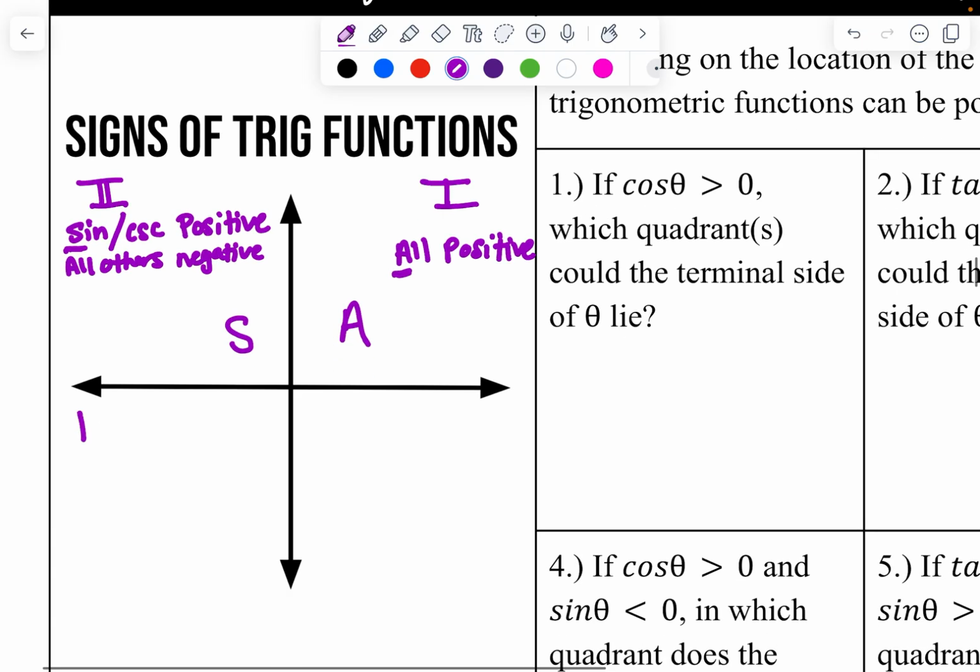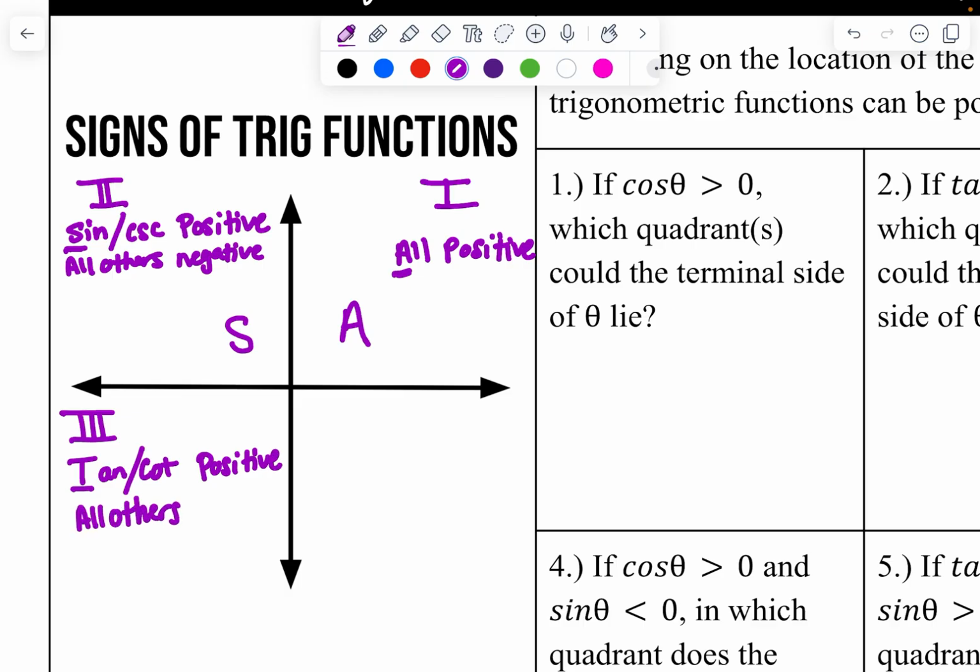When we get to quadrant 3, now it's the tangent and cotangent that are positive. All others are negative. So the sine and the cosecant, the cosine and the secant are all negative in quadrant 3.